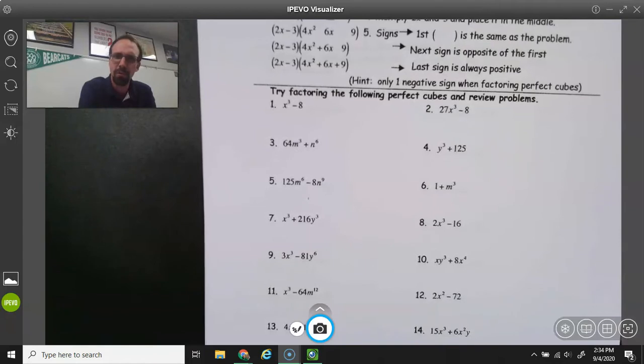That kind of looks weird. M cubed, that's a perfect cube. Yeah. 64 is a perfect cube. If I take the cube root of 64, you get 4. You can also check this by using your calculator.